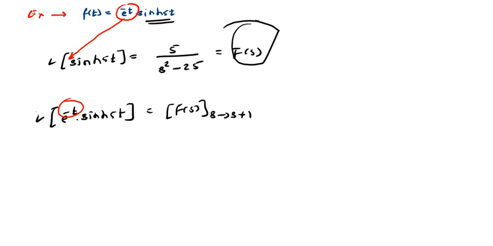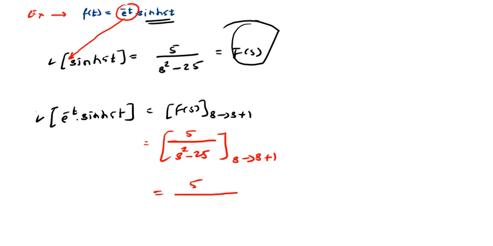So what is f of s? F of s is nothing but 5 upon s square minus 25, and in this replace this s by s plus 1. So this will be 5 upon s plus 1 whole square minus 25, and this is your final answer for the Laplace transform of e raised to minus t into hyperbolic sine 5t.